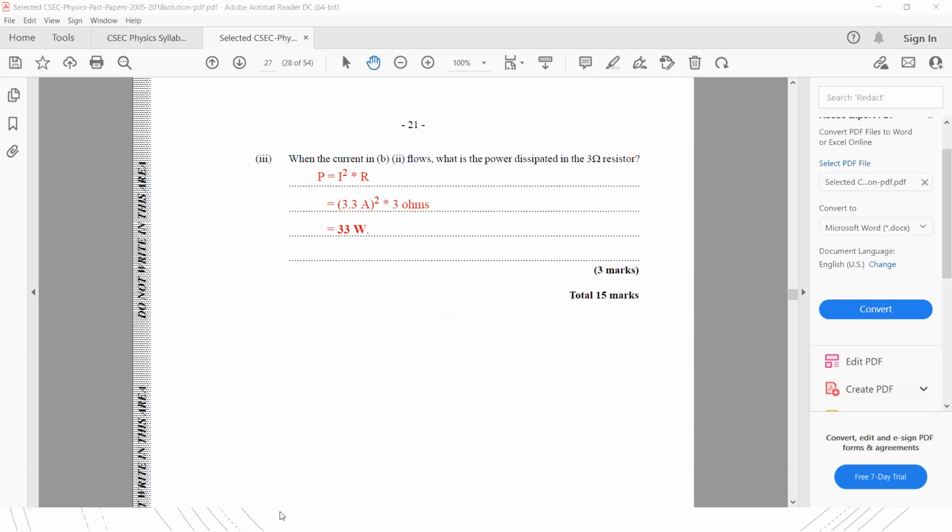Now, when the current in part B, number 2 flows, what is the power that's dissipated in the 3 ohm resistor? Right, so there are quite a few formulae that you should know for calculating power as it relates to electricity. Since we have the current and we already know the resistance for the 3 ohm resistor, we can simply use the formula P equals I squared times R. So we square the current, 3.3, and then we multiply that by 3. That should give us total power of 33 watts. All right.